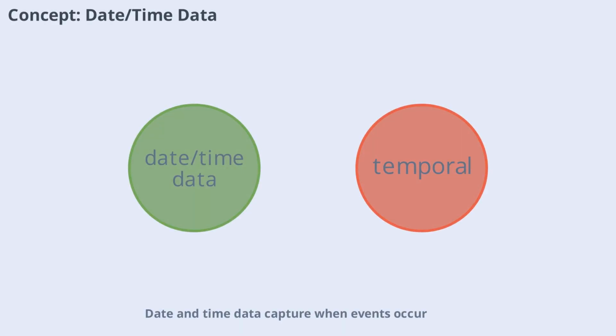Date and time data capture when events occur. This type of data is used to track timelines, measure durations, and analyze trends over time. Handling date and time data correctly is crucial for accurate time-based analysis, such as sales trends or event tracking.